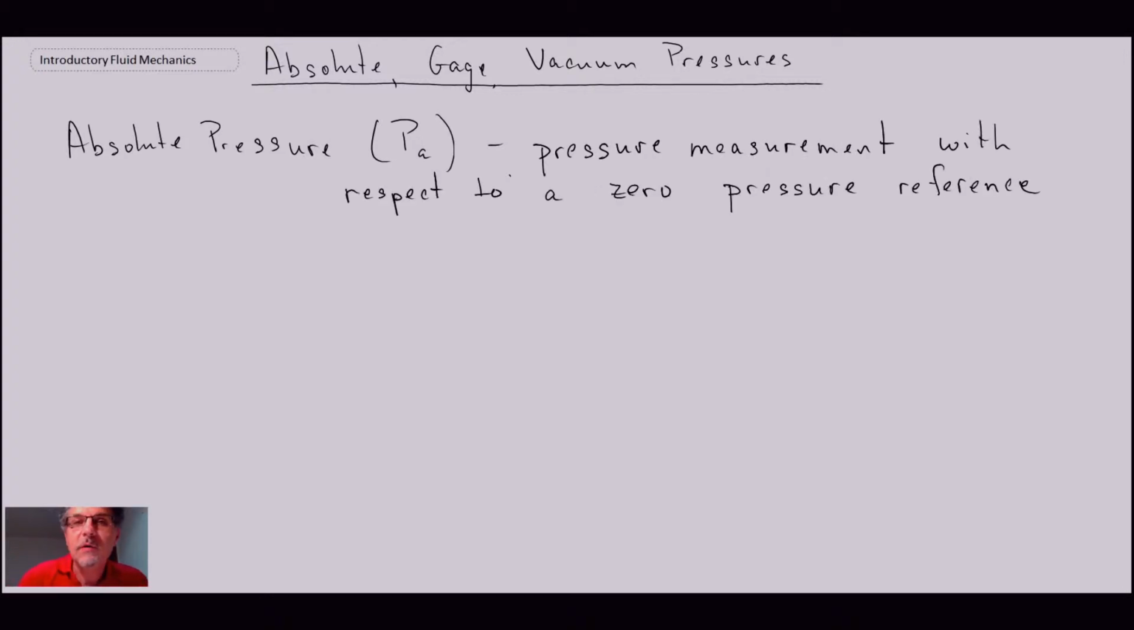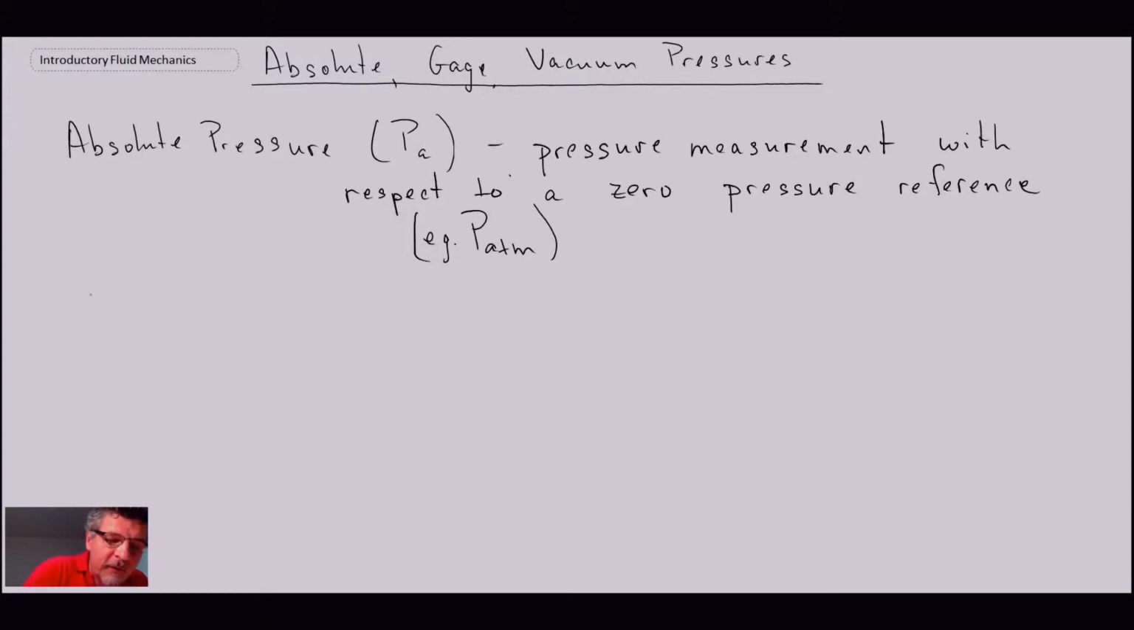But what this is, is a pressure measurement with respect to a zero pressure reference. So a zero pressure reference would be 0 pascals or zero pressure. An example of this is atmospheric pressure, 101,325 pascals, and that is an absolute pressure measurement with respect to 0 pascals. So P atmospheric is an example of that, being an absolute pressure measurement.